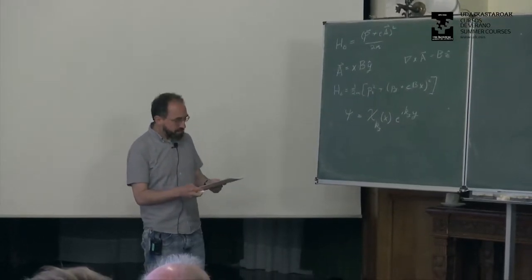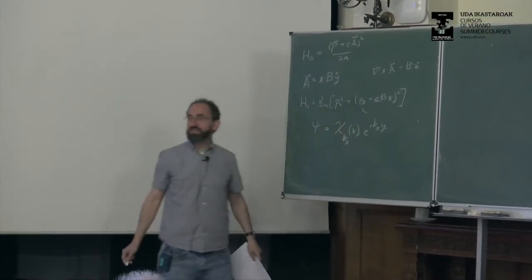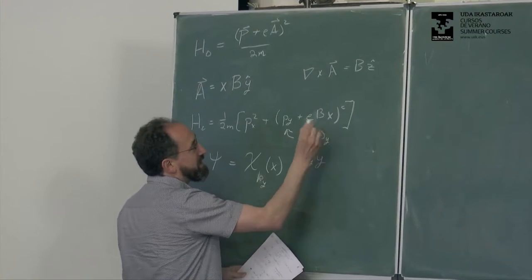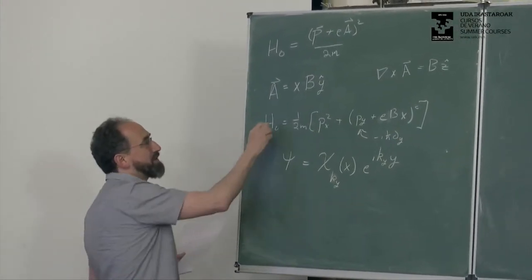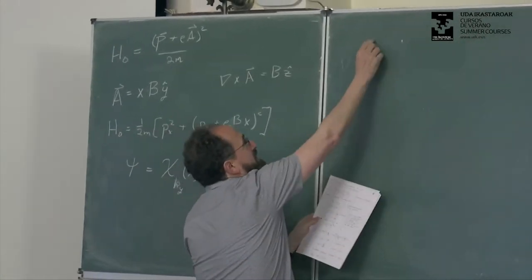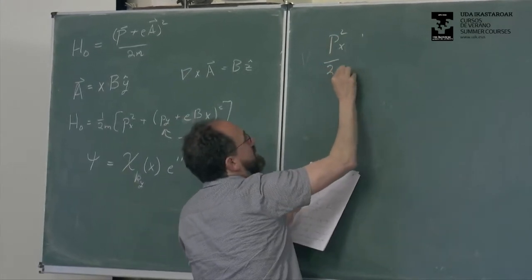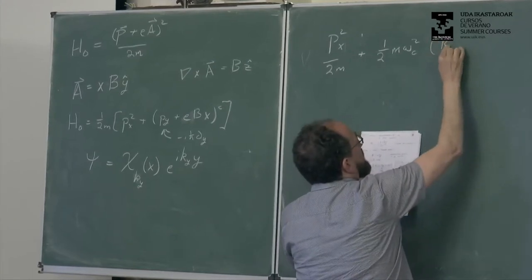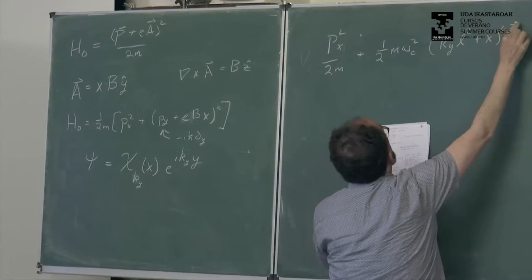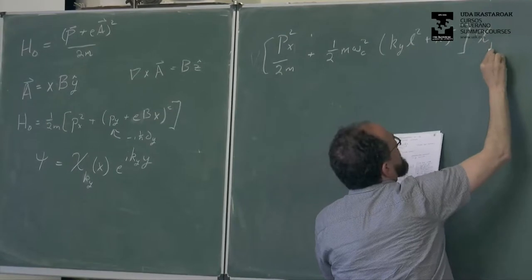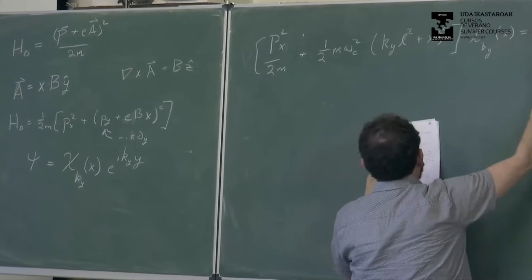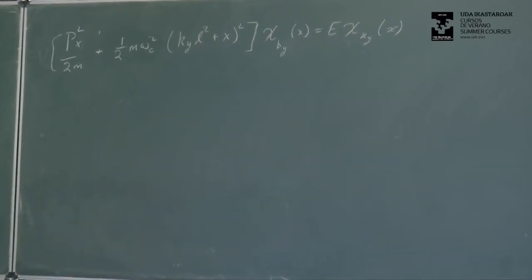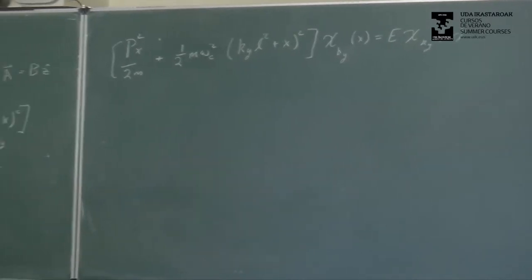Okay. Any questions on where we are so far? Good. So py here is minus i h bar derivative in the y direction, and then we plug this wave function into this Hamiltonian, and we rewrite our Schrodinger equation in the following form. It becomes px² over 2m plus, with a couple of useful constants defined, (ky l² + x)² acting on the function chi sub ky of x equals E times chi sub ky of x. So for each value of ky we choose, we get a different one-dimensional Schrodinger equation. We've reduced our two-dimensional problem to a one-dimensional Schrodinger equation.